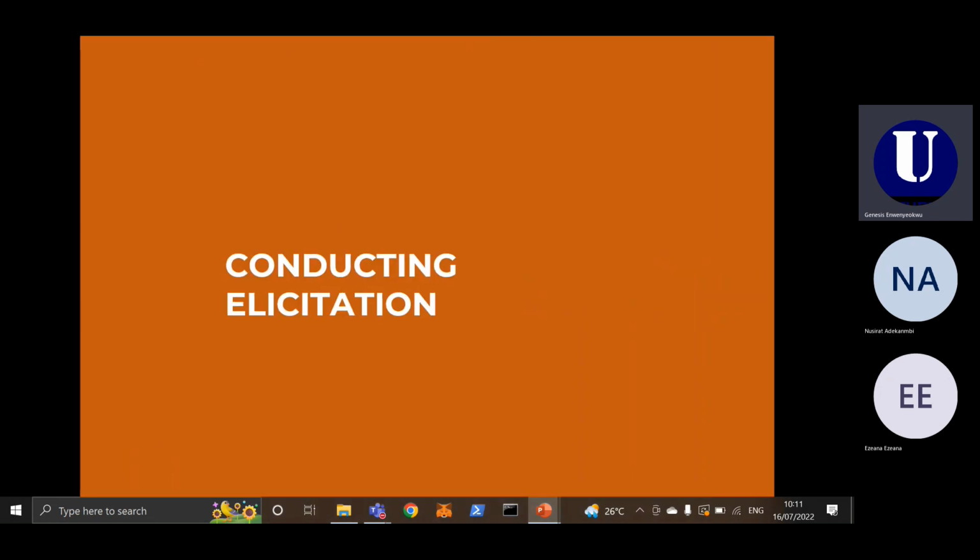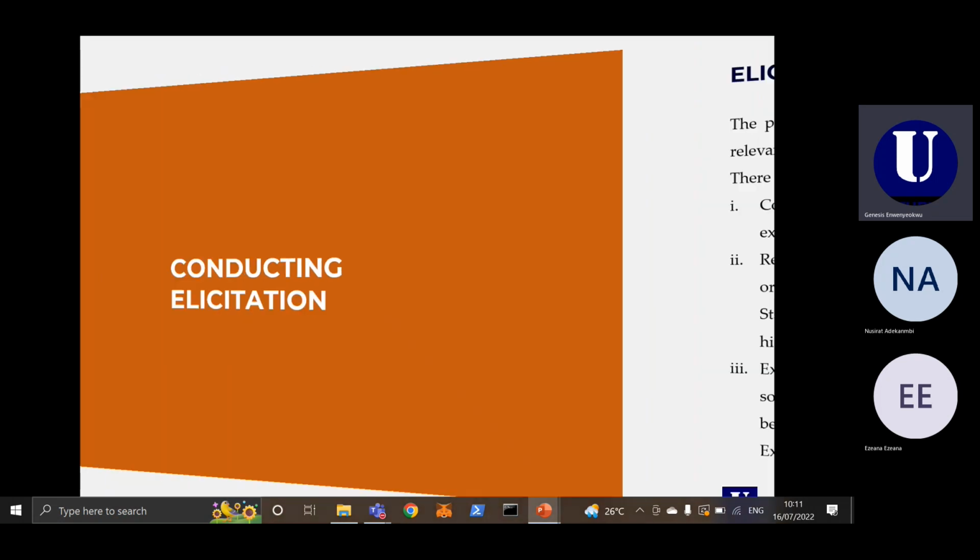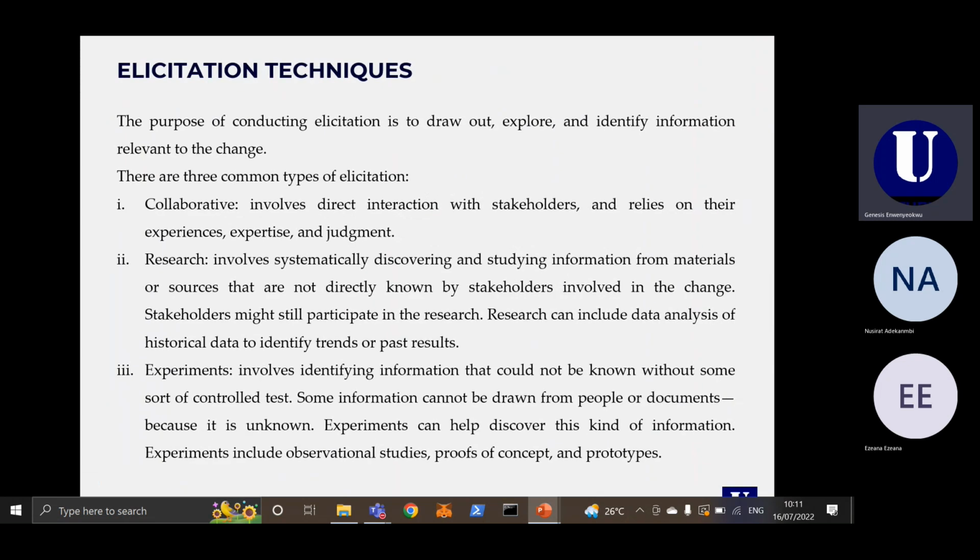So the next thing, after you have prepared yourself, prepared the stakeholders, prepared materials, and selected the technique you're going to use, is to conduct elicitation. Conducting elicitation means you're carrying out elicitation. The purpose of conducting elicitation is for you to draw out, explore, and identify information that is relevant to that particular change, initiative, project, or solution.